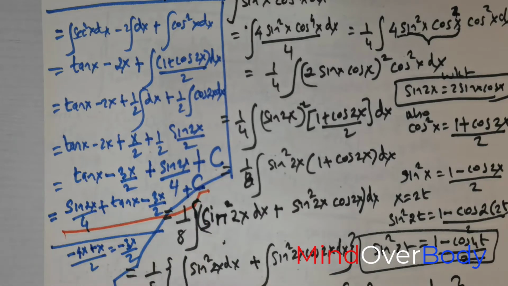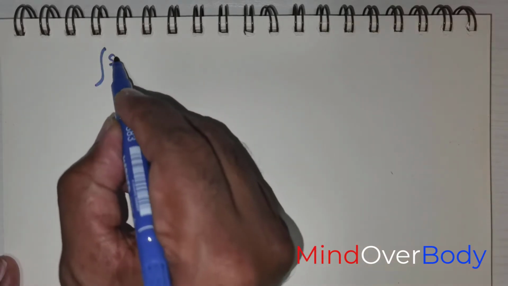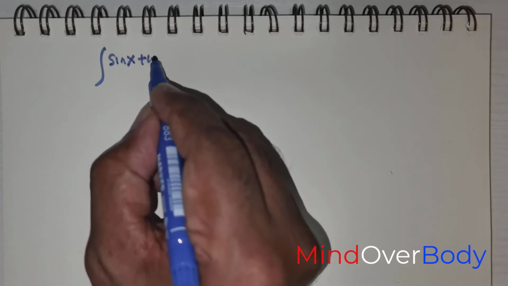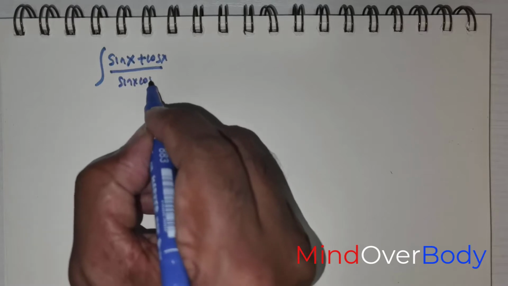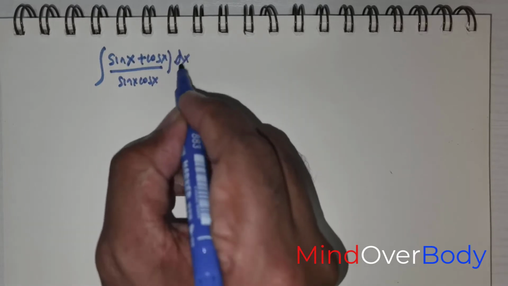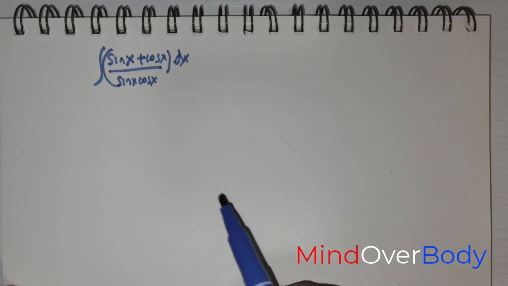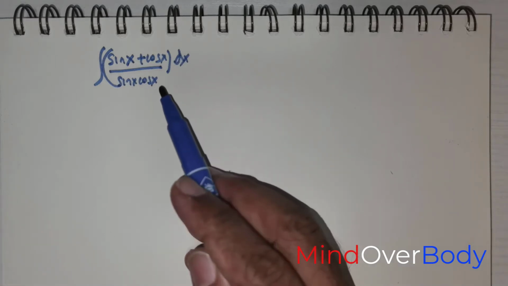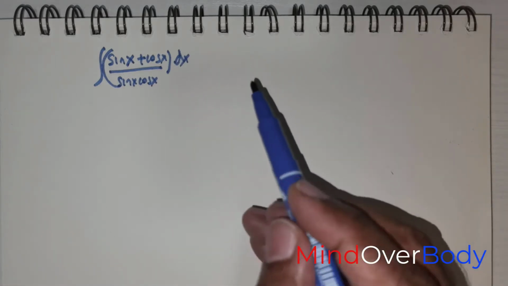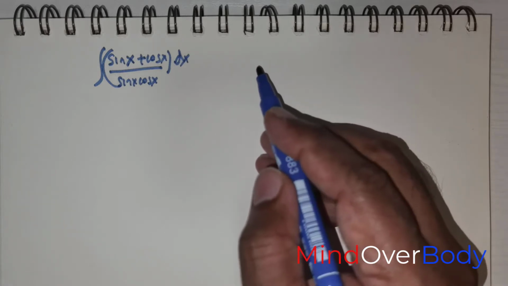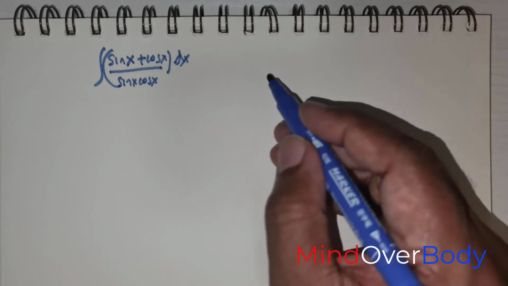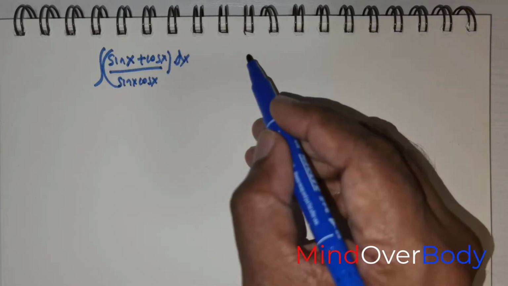So we'll move on to the next question, students. Since we have a beautiful question to solve, the question is the integral of (sin x + cos x) over (sin x times cos x) times dx, which has to be evaluated. This looks simple, but if you adopt the normal technique of substitution, you are not going to solve this question at all, because this requires a special type of substitution.